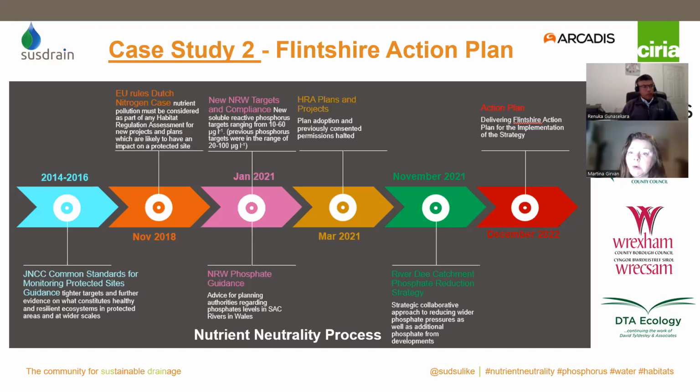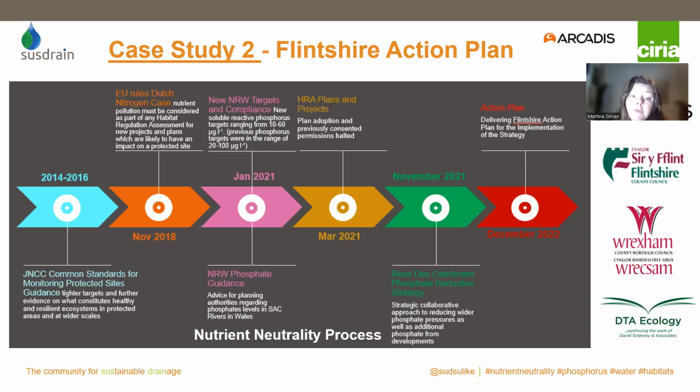but basically in Wales we are in a similar situation whereby the existing discharge of phosphate into watercourses surrounding SACs is exceeding where the ecological tolerances lie. So NRW did bring in new targets and a compliance assessment which showed that there are exceedances in some areas, even with phosphate permitting limits not being exceeded, the ecological tolerance was being exceeded.